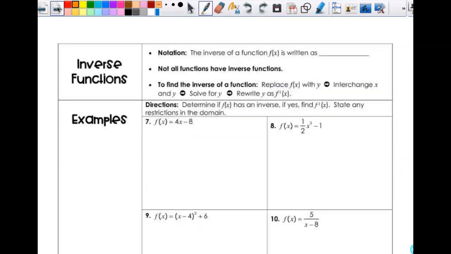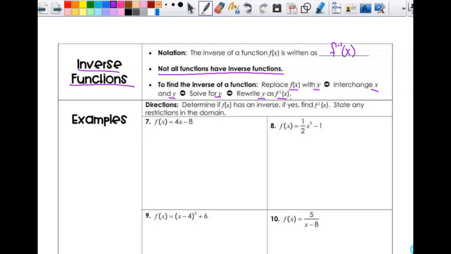This is the notation. Okay, this is important. So we talked about inverse relations. Now we're talking about inverse functions, and we focus mostly on functions here. So the inverse function of f of x is written as f inverse of x, like so. Not all functions have inverse functions. To find the inverse of a function, we replace f of x with y, interchange x and y, and solve for y. And then we rewrite y as f inverse of x.